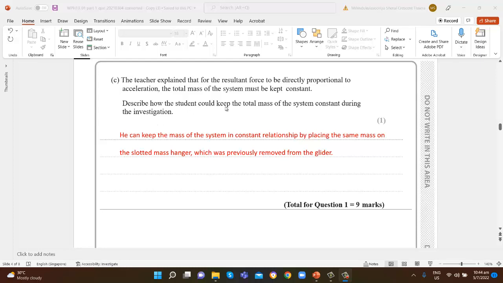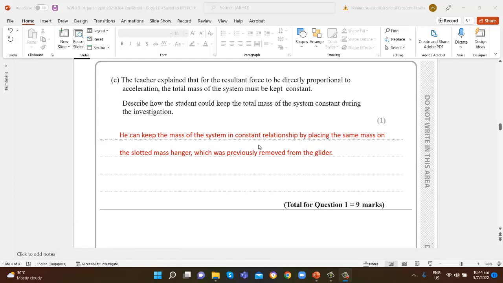So it's general knowledge. How are you going to keep the total mass? Everyone knows, no? So you should know. Do you need to know physics to write this? No. Then how are you going to keep the total mass of the system? Okay? You're not changing the mass. That is the only thing. You are having a fixed mass. So 1 mark, you write.